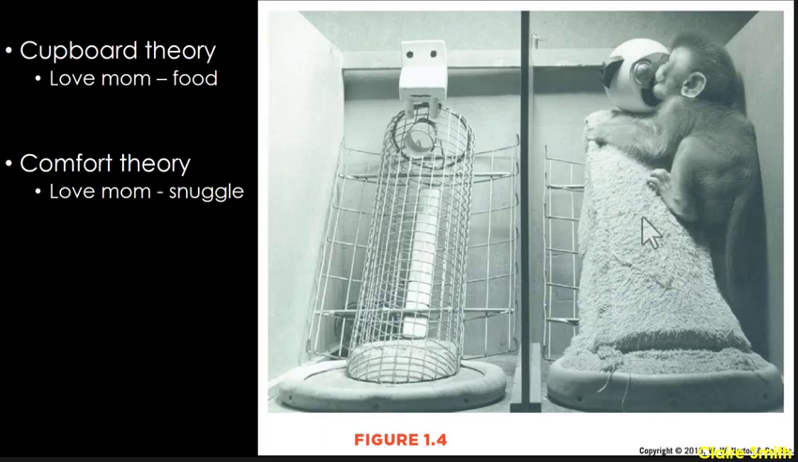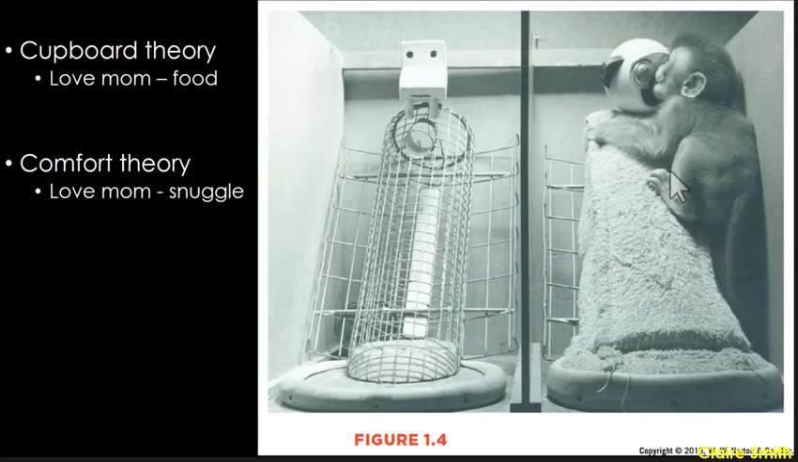I think there was maybe even a heater or something, where it's nice and warm and cozy for the monkey. And then there was just a wire mom that would give the monkey its food. So this would be like the cupboard theory, right? Giving the monkey food, and then over here would be the comfort theory, which would give the monkey the little snuggles, right? So then they placed the monkeys into the test to see if they preferred the mom because it was nice and warm and soft, or because it gave it the food.